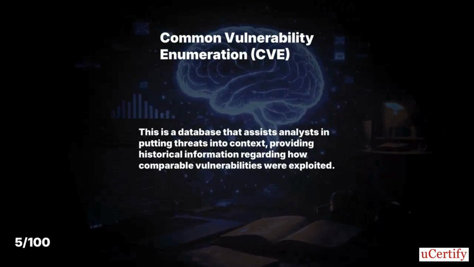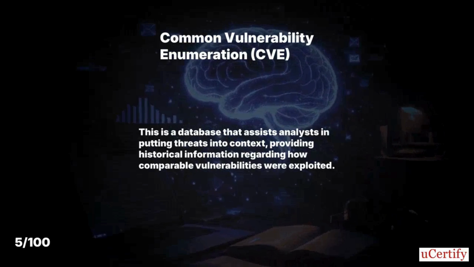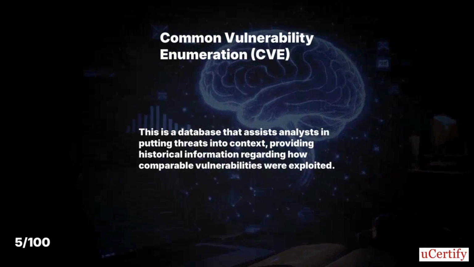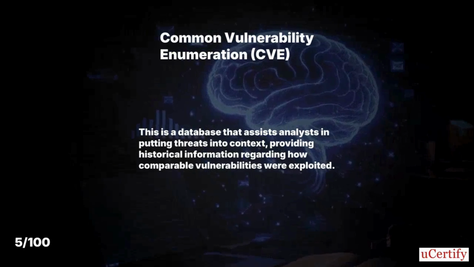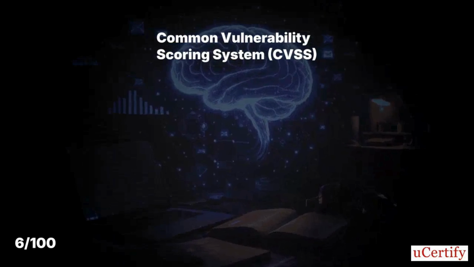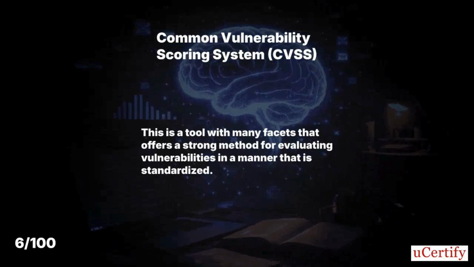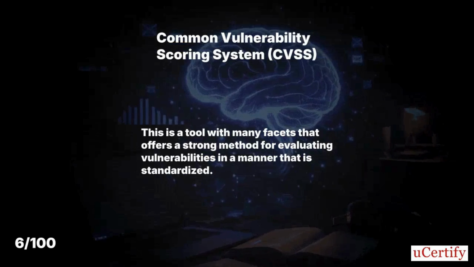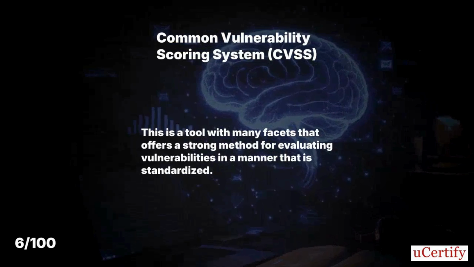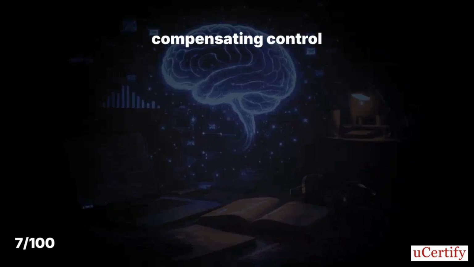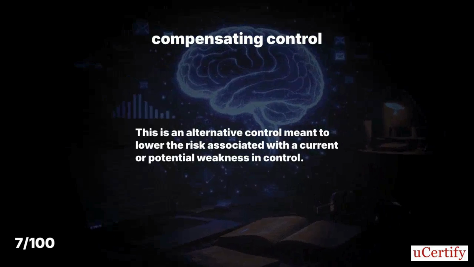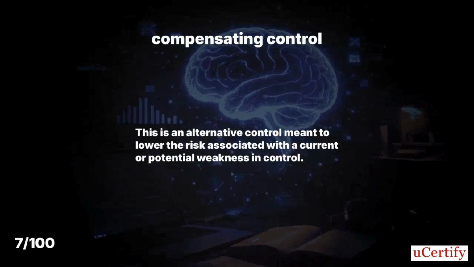This is a database that assists analysts in putting threats into context, providing historical information regarding how comparable vulnerabilities were exploited. Common Vulnerability Scoring System, CVSS. This is a tool with many facets that offers a strong method for evaluating vulnerabilities in a manner that is standardized. Compensating control. This is an alternate control method to lower the risk associated with a current or potential weakness in control.